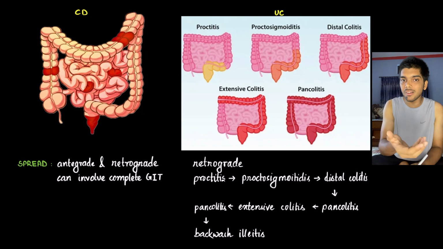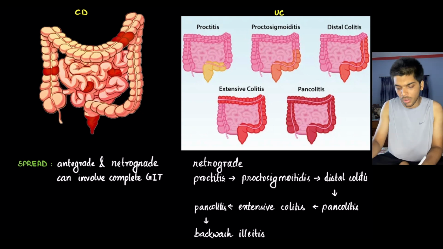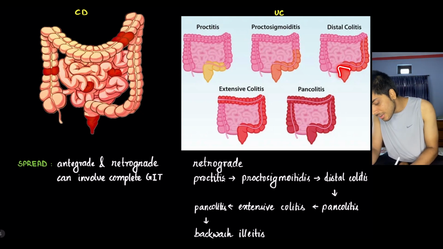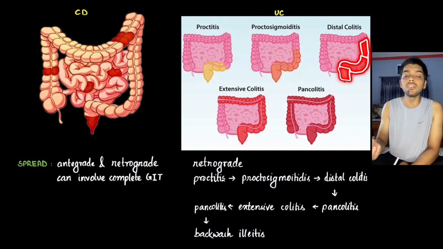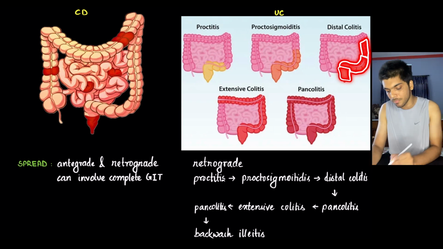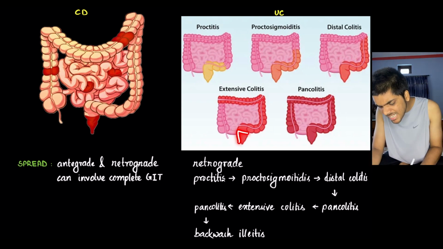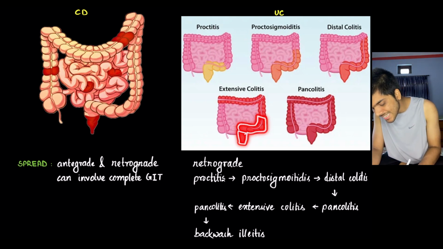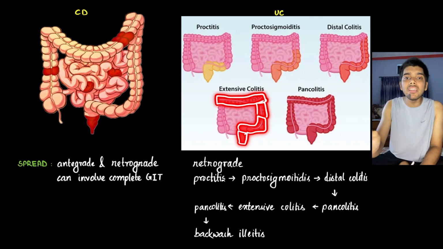Procto referring to rectum and sigmoid referring to the sigmoid colon. If it spreads further, involving rectum, sigmoid colon and descending colon, this is distal colitis, because the complete distal part of the large intestine is involved. If it involves the majority of the large intestine, that is the rectum, the sigmoid colon, the descending colon, as well as the transverse colon, there is extensive involvement. This is called extensive colitis.